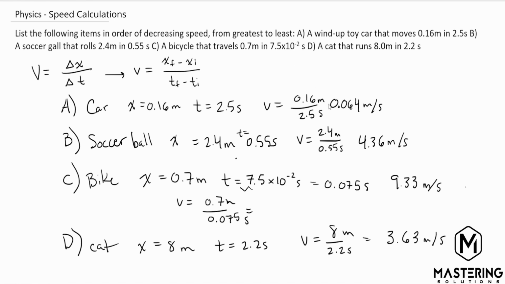All right, so now that we have the velocity for each of them, it's very straightforward to rank which one was the fastest. So of course the bike was the fastest, followed by the soccer ball. Then we have the cat, and lastly, the toy car was the slowest. So the correct order from greatest velocity to the least velocity is C, B, D, A for this specific question.